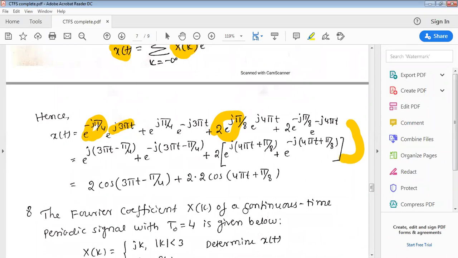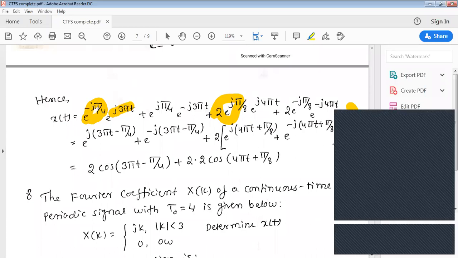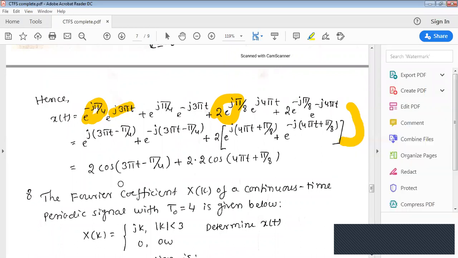Yes, sir. Okay, look here, e power jx plus e power minus jx, that I will write as 2 cos of x. Similarly, 2 times e power jx plus e power minus jx, I'll write as 2 cos of x, that is, of 4 pi t plus pi by 8. So it will become 2 cos of the first term plus 2 into 2, that is 4 cos of this much, which solves the problem. That is your x of t. Okay, have you followed this step?